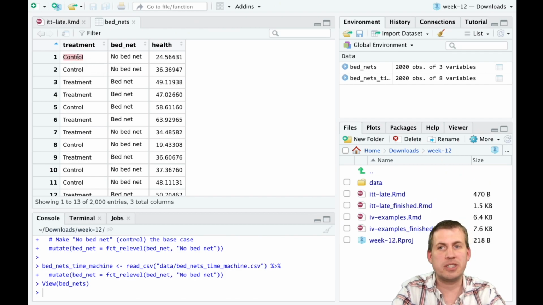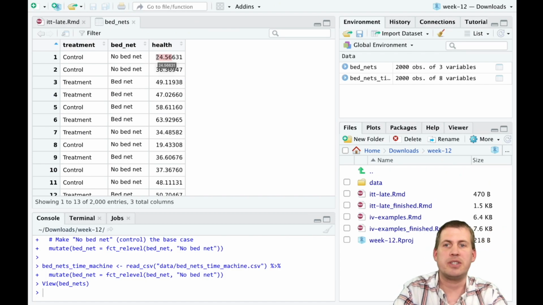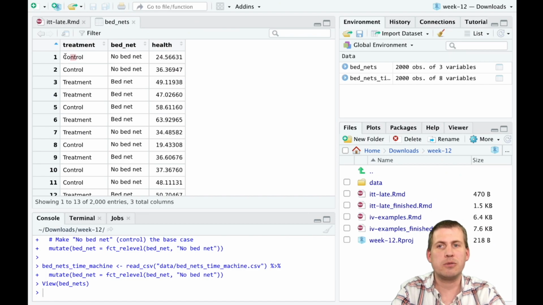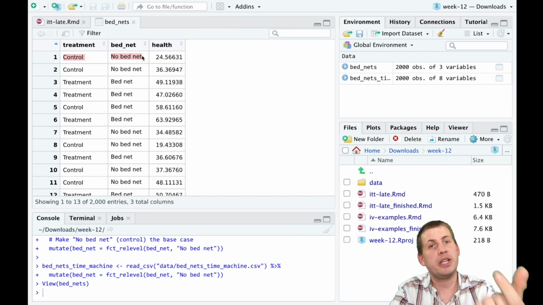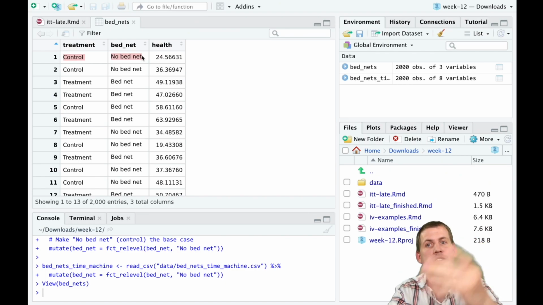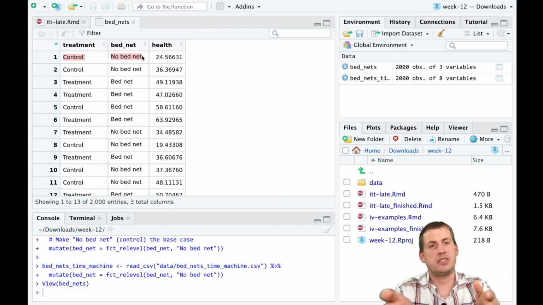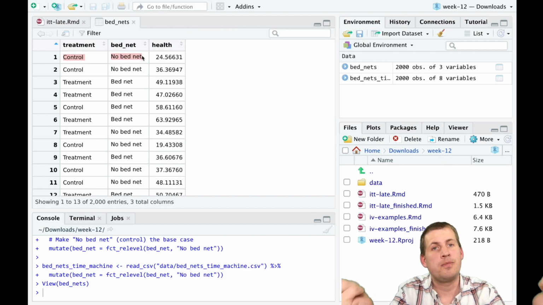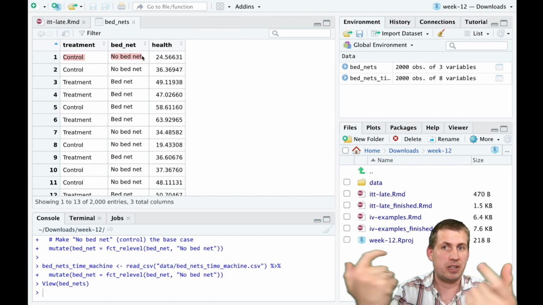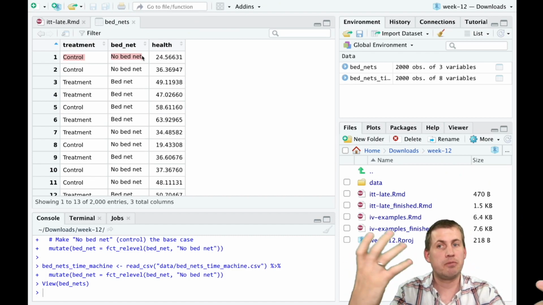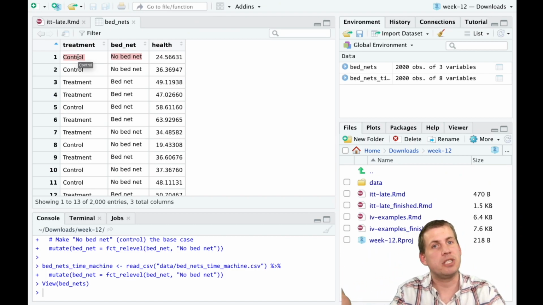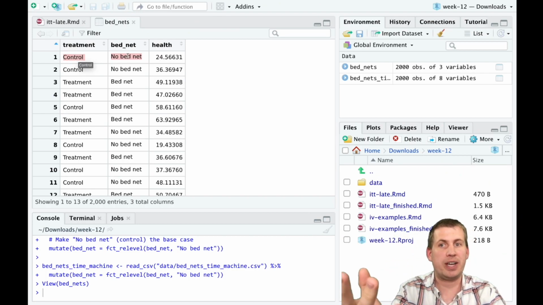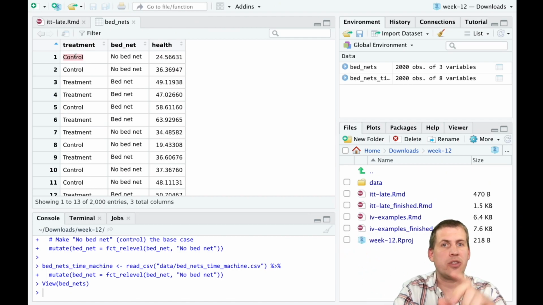So person 1 here was assigned to the control group, and they did not use a bed net. And then they had 24 health points in the end. Given that we know that they were in the control group and they didn't use the bed net, this person could either be a complier, they're listening to their assignment, they were assigned to control and so they're not going to use the bed net, or they could be a never taker, which we can't actually tell. If they're a never taker, they would have been assigned to treatment and then not used the bed net. The fact that they didn't use the bed net and were assigned to control doesn't tell us if they're a complier.